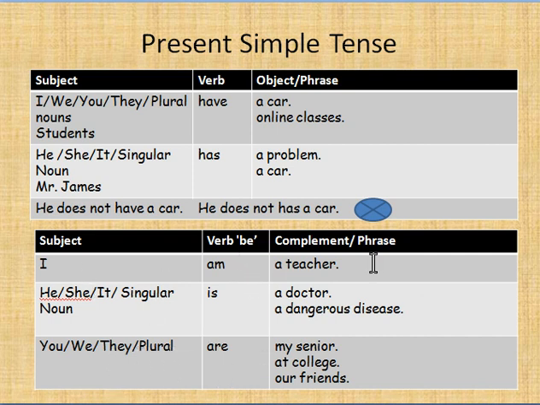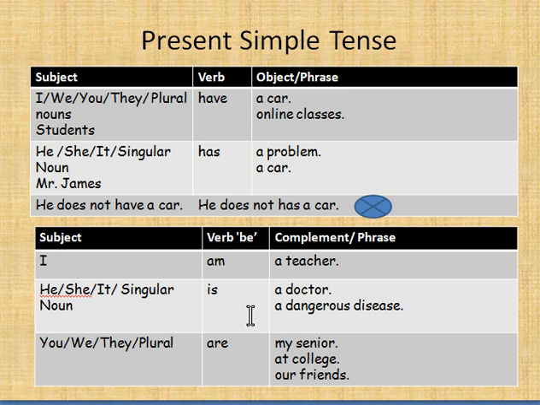For example, I'm a teacher. He is a doctor. You are my senior. So the verb be is also added in some sentences, which is actually a different type of structure, but it also is present simple tense.